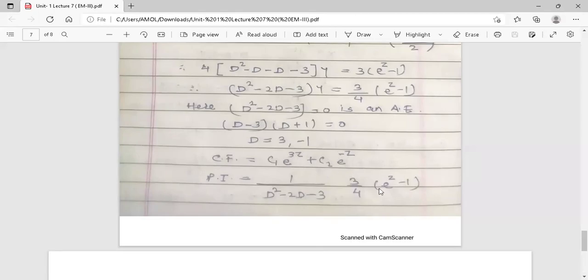Now solve this PI. We find the PI, solve for the function. It is a simple exponential function: one term contains an exponential function and the second term is a constant term. So use the first type of shortcut method. Separate these two terms first. See the next step.